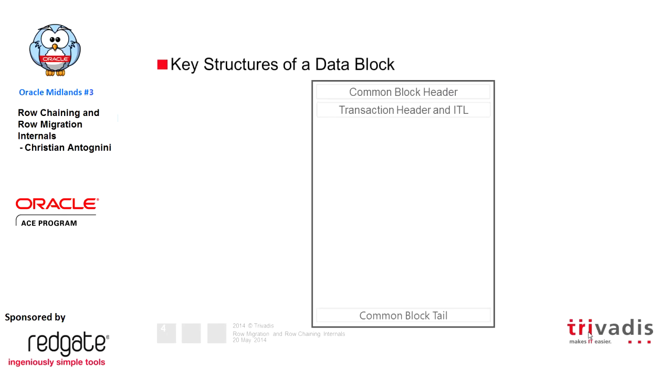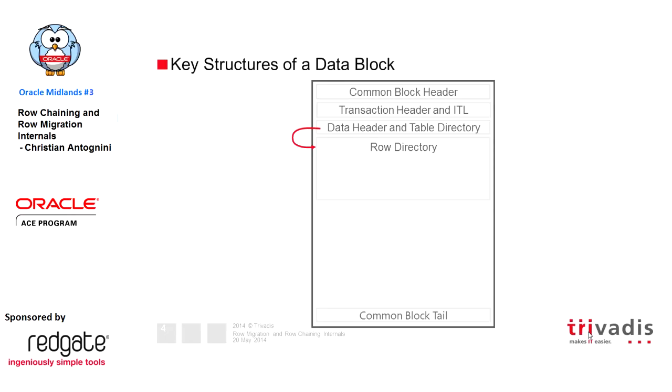Then in the case of a data block, you have the transaction header and the ITL, the interested transaction list. Then you have the data header and the table directory to describe what is stored in the block. Notice that the table directory is only important in case you have clusters or compression, because then you might have several tables inside a single block. So in the table directory, you find a list of the tables stored in the block itself.